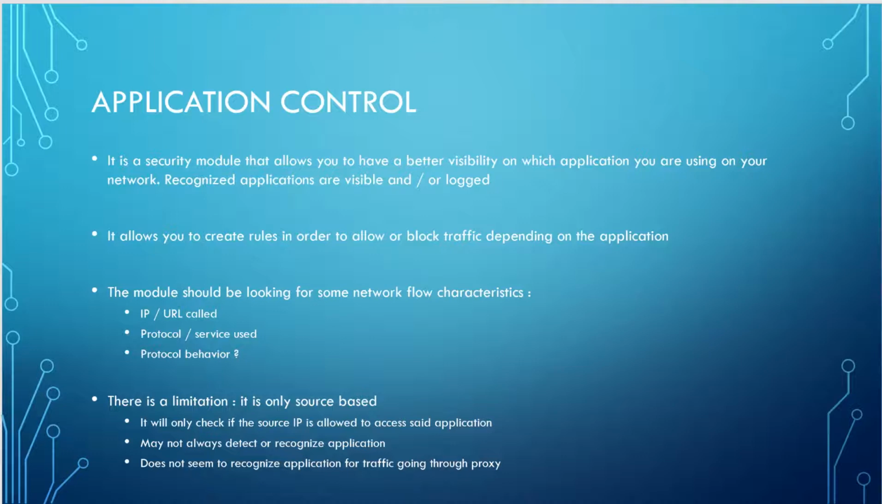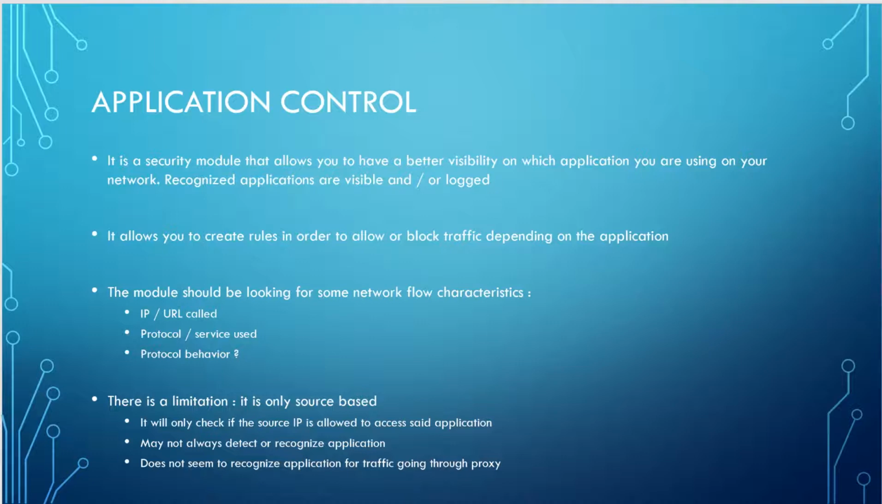But there is also a limitation. On Sophos, it is only source-based. That means that you are going to create a rule that will apply to a source. You cannot say, for example, from this source to this destination, I'm going to allow or block this application. So you cannot have a fine-grained configuration, okay? It will only check if the source IP is allowed or blocked to access this application.